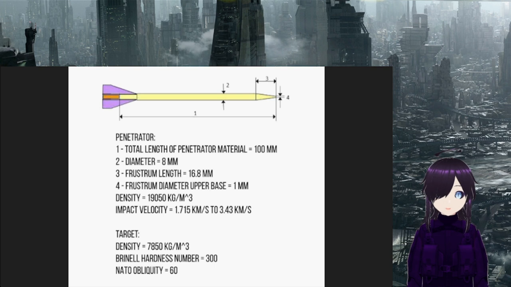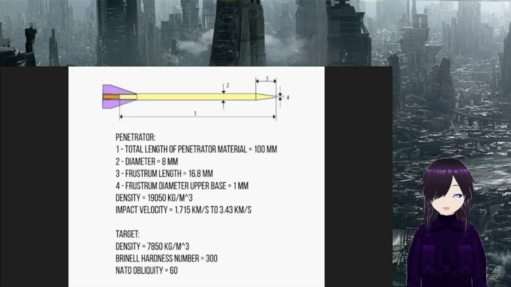I input what canon information there is on the C14 round. The total length of the depleted uranium spike is 100mm, and the diameter is 8mm. The density of depleted uranium is 19,050 kilograms per meter cubed, and given that it travels at hypersonic speed, the minimum velocity will be Mach 5, which is 1.715 kilometers per second, or 0.728 miles per second. At maximum it will be Mach 10, which is 3.43 kilometers per second, or 2.13 miles per second.